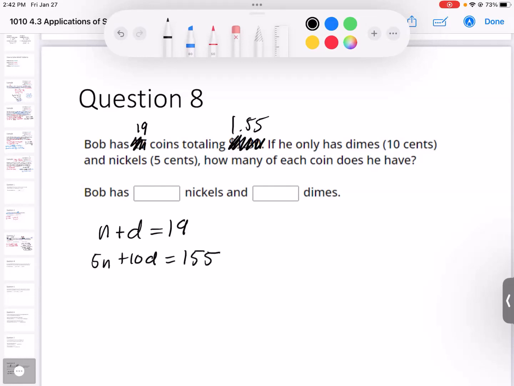155 or $1.55. Okay, so that's where your equation is off, because either you want to write them all as cents or all as dollars. So if you do 5 times n, you're basically counting pennies, and you're saying I have 5 cents plus 10 cents. But if you put a decimal in the 155, you're saying that your total amount is 1.55 cents. And if you leave it as 155, then you're basically counting all of them as cents.